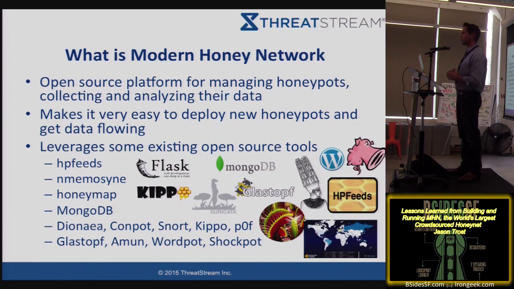Normalizer, which is an open source project provided by the Honeynet Project, is used for taking HPFeeds data and indexing it into MongoDB. Honeymap, same sort of thing, is a project provided by the Honeynet Project for visualizing this data in real time. Most of you have probably heard of MongoDB. That's the database MHN uses. And then we have several honeypots and also generic network sensors that we've written support for, including Dionaea, Conpot, which is an ICS honeypot, Snort, which is not a honeypot, and Suricata, which are really good when paired with honeypots for seeing what sorts of tools the attackers are using against the honeypot. Kippo, p0f, or passive OS fingerprinting, also really good when combined with low interaction honeypots for gleaning a little bit more information about those that are interacting with it. Glastopf, Amun, WordPot, and then Shockpot.